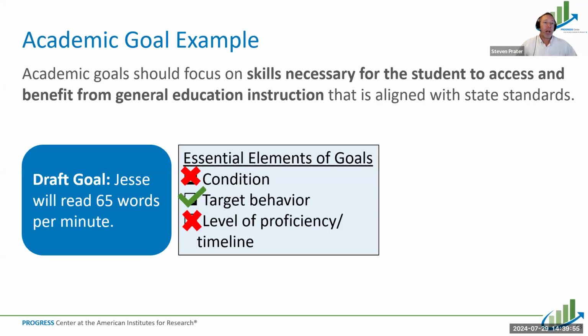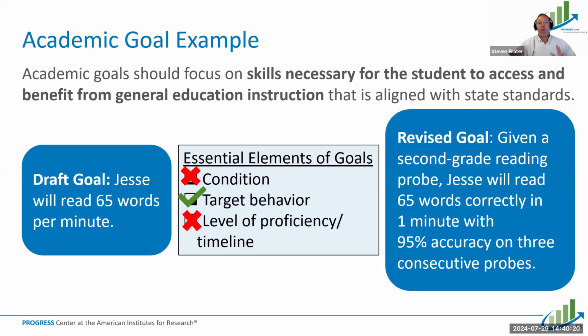We don't know, how are we going to know when he reaches that level of proficiency for reading 65 words per minute? Does he need to do it a certain amount of days in a row? Does he need to do it a certain amount of time? Does it need to be done by a certain date? That doesn't really explain in this goal exactly what we want that level of proficiency or timeline to be. So if we make a few changes to it, a revised goal would be: given a second grade reading probe, Jesse will read 65 words correctly in 1 minute with 95% accuracy on 3 consecutive probes.